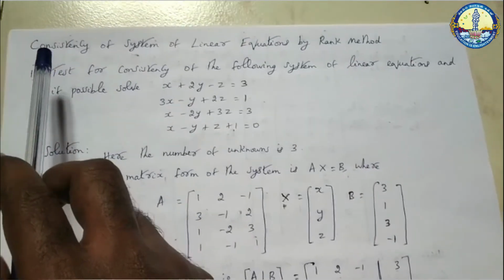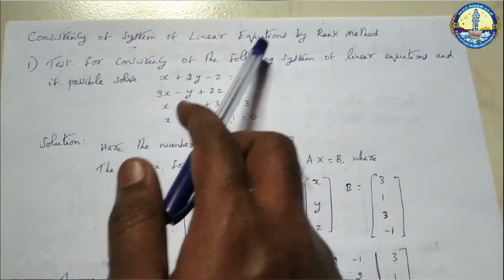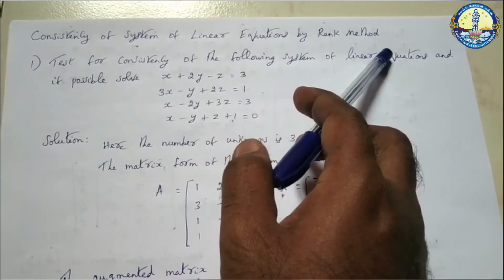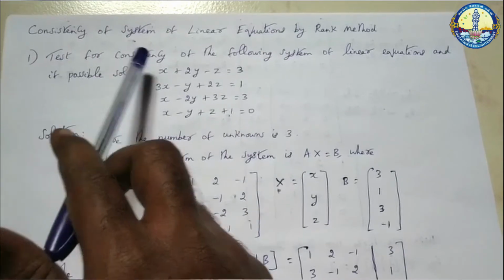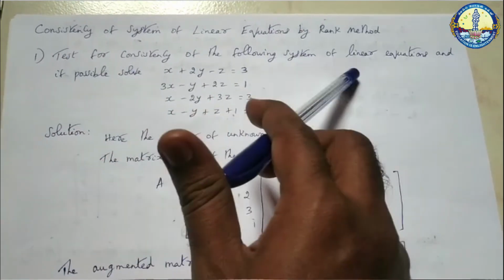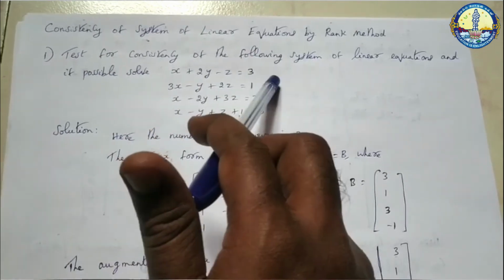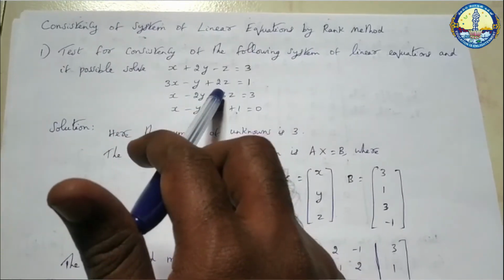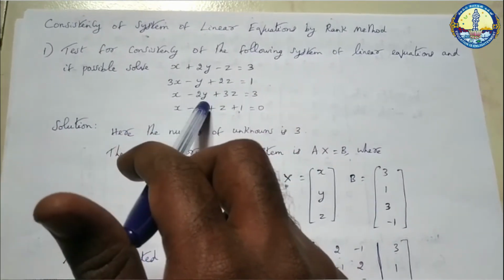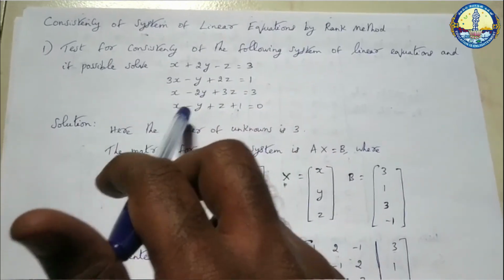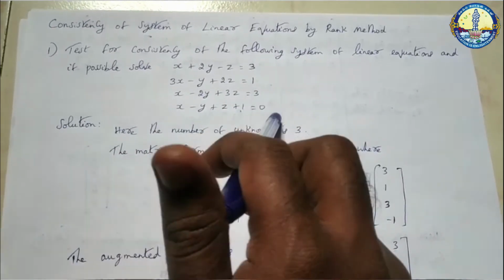So the next method is consistency of a system of linear equations by the rank method. The given problem is: test for consistency of the following system of linear equations, and if possible solve: x plus 2y minus z equals 3, 3x minus y plus 2z equals 1, x minus 2y plus 3z equals 3, x minus y plus z plus 1 equals 0.